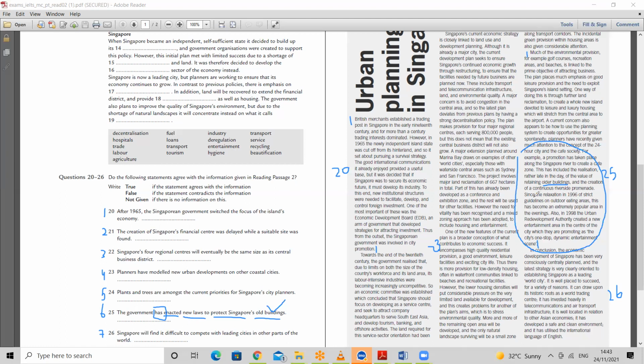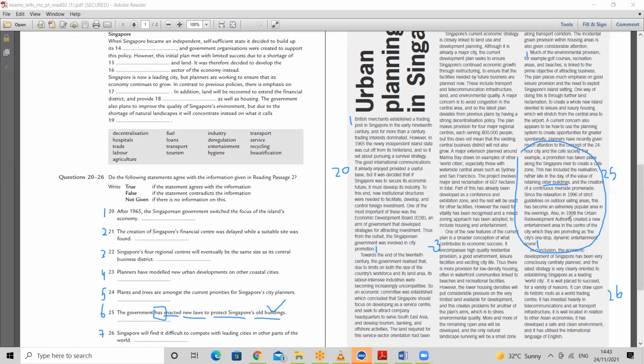And the creation of a continuous riverside promenade. So it says nothing about the laws. Now let's read it even further. It says, since the relaxation in 1986 of strict guidelines on outdoor eating areas, this has become an extremely popular area in the evenings. Again, there is nothing about the word laws, the old laws or the new laws the government has made. Now let's read further. Maybe the information might be there in the next sentence.